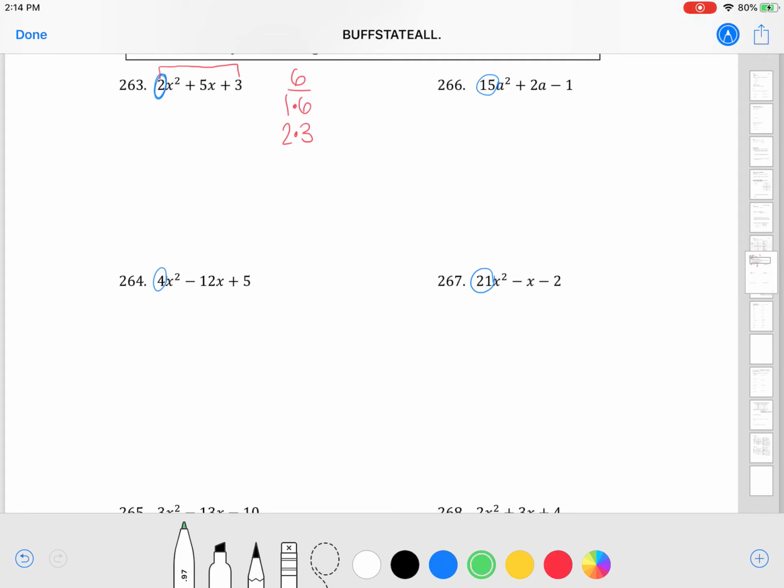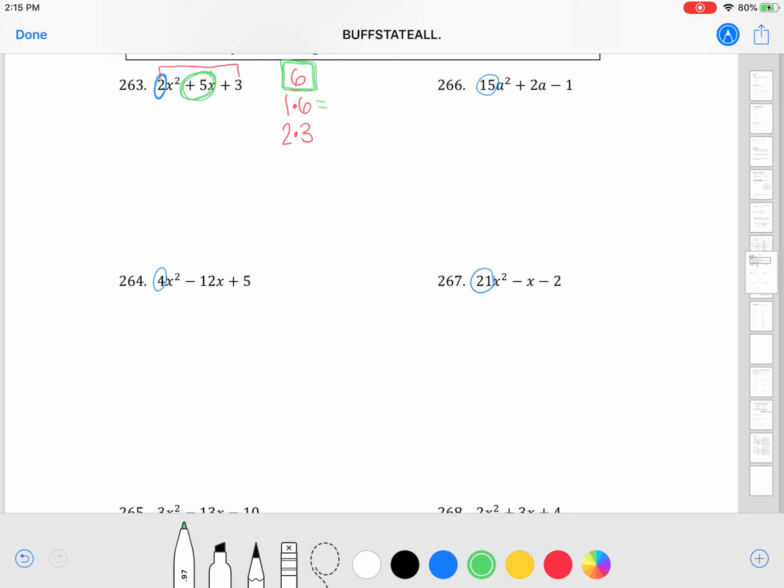Okay, now what your goal is here is actually kind of cool. It's like a little math puzzle. You guys probably won't think it's cool, but I definitely think it's cool. From this list of numbers that multiply to 6, you also have to find the pair that adds to this middle number. So again, your ultimate goal here is to pick the pair that multiplies to this number, 6 in this case, AC, and adds to this middle number, which is a positive 5.